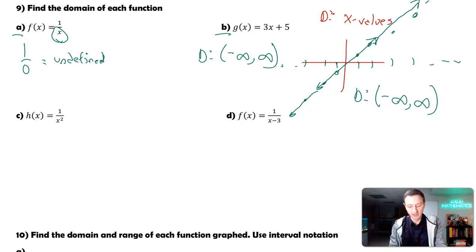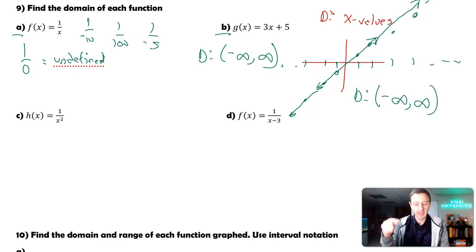So now think, are there any other x values that are going to cause an issue like that? And the answer is no. I could plug in anything else. Like 1 over -10, 1 over positive 100, 1 over any single number, 1 over -0.5. It doesn't matter. I'm not going to have any other issues. I'm going to have an output of a y value, but at x equal to 0 is the only part that causes an issue.